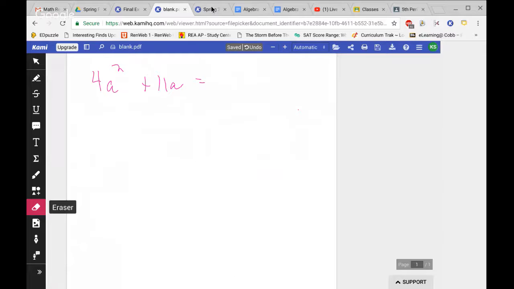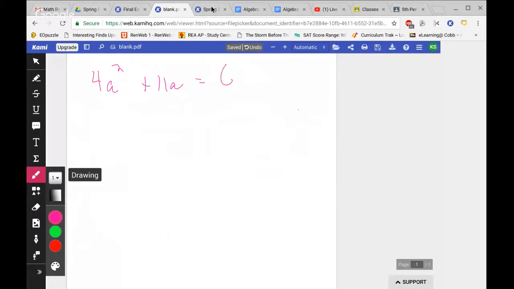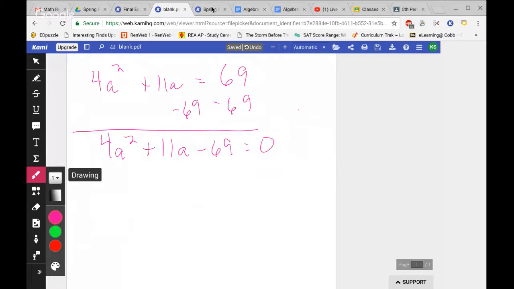Okay. I got you. So what you did is you already put it in standard form. I'm just going to show that to make sure everybody knows that that's what you did. You have to have a 0 on the right-hand side and everything has to be on the left. All right. So let's identify a, b, and c. 4 is a. b is 11. And c is 69.